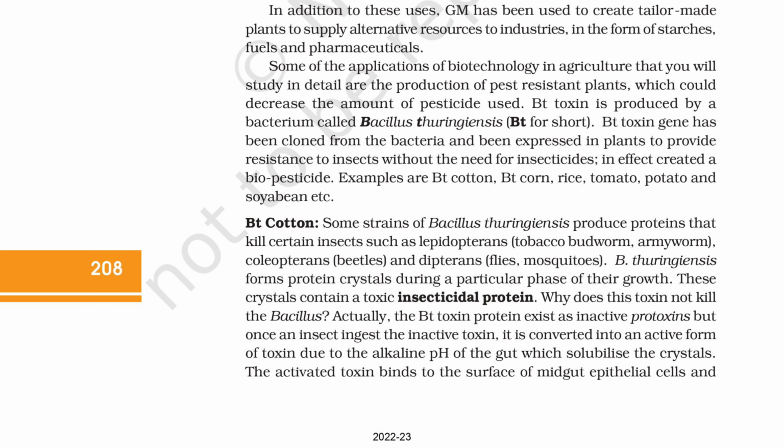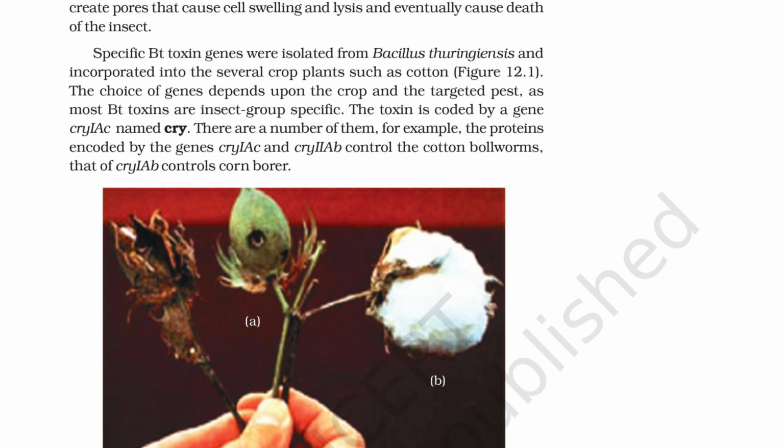Some strains of Bacillus thuringiensis produce proteins that kill certain insects such as lepidopterans (tobacco budworm, armyworm), coleopterans (beetles), and dipterans (flies, mosquitoes). B. thuringiensis forms protein crystals during a particular phase of their growth. These crystals contain a toxic insecticidal protein. Why does this toxin not kill the Bacillus? Actually, the Bt toxin protein exists as inactive protoxins, but once an insect ingests the inactive toxin, it is converted into an active form of toxin due to the alkaline pH of the gut which solubilizes the crystals. The activated toxin binds to the surface of midgut epithelial cells and creates pores that cause cell swelling and lysis and eventually cause death of the insect.